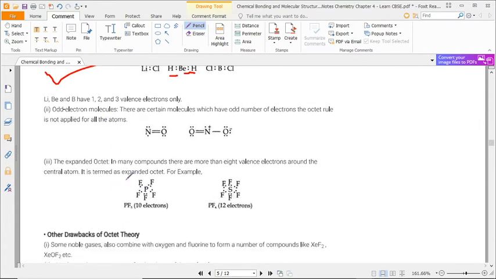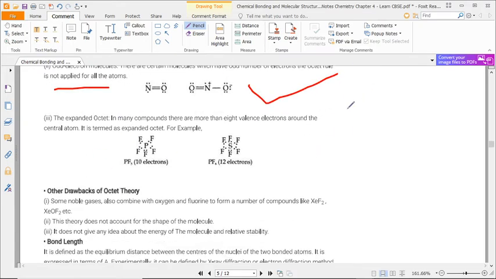Next, odd electron molecules. See, sometimes you have charges on them. Sometimes they form coordinate bond. So there 2 electrons are given by one atom, so they have charges on them, and there is an odd electron on the nitrogen. So this is also a stable one, but they are not following the octet rule, but still they are stable. So this is another exception.